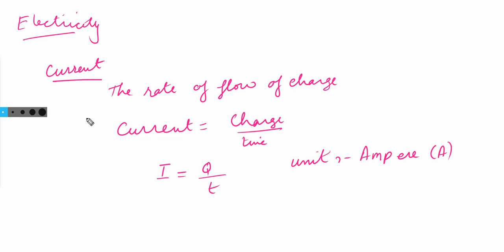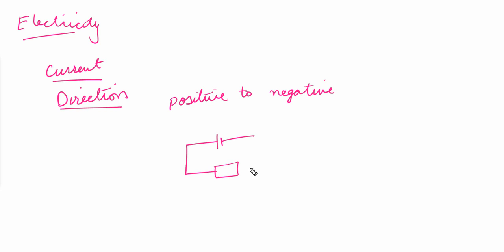Now let's discuss the direction of the current. As far as the direction of the current is concerned, the current flows from the positive terminal of the battery to the negative terminal of the battery. Positive to negative terminal. So if we have a circuit in which we have a battery and a resistor, over here we have the positive terminal, this is the negative terminal, so the direction of the current will be from the positive terminal of the battery to the negative terminal of the battery.